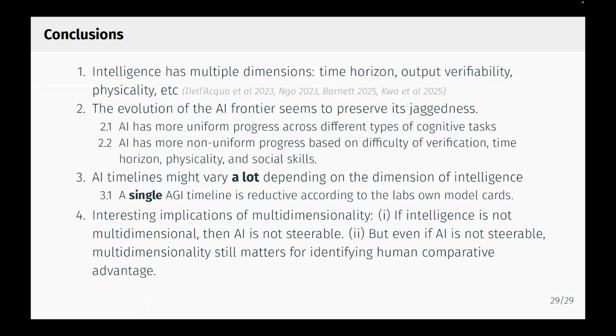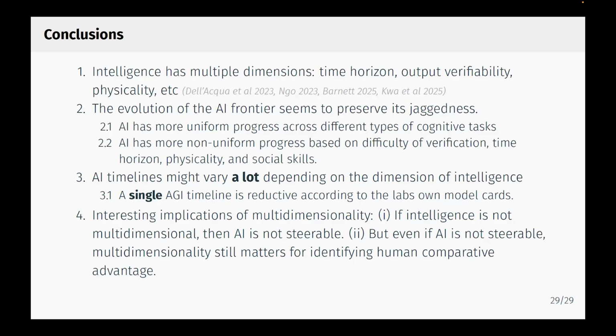Cool. So just to conclude, the takeaway is that intelligence seems to have multiple dimensions. We've talked about a few of them. The evolution of AI progress seems to be preserving this jaggedness and actually growing it in some cases. And AI timelines might vary a lot depending on which dimension you're talking about.